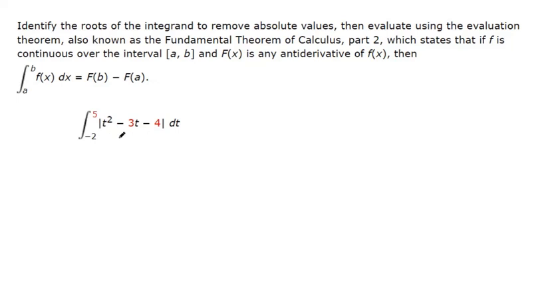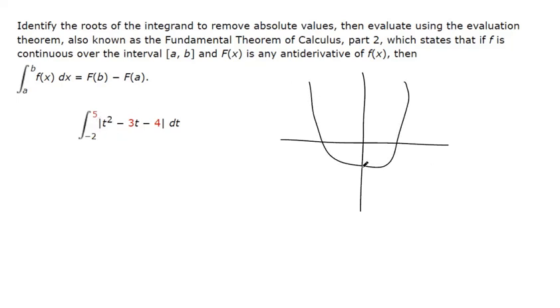We're asked to evaluate this integral, but it's an absolute value. So we want to study what the actual function looks like before we evaluate an absolute value of it. So it's t squared minus 3t minus 4. We can set that equal to 0. It's quadratic, and we know it's going to make a U shape because a is positive 1.